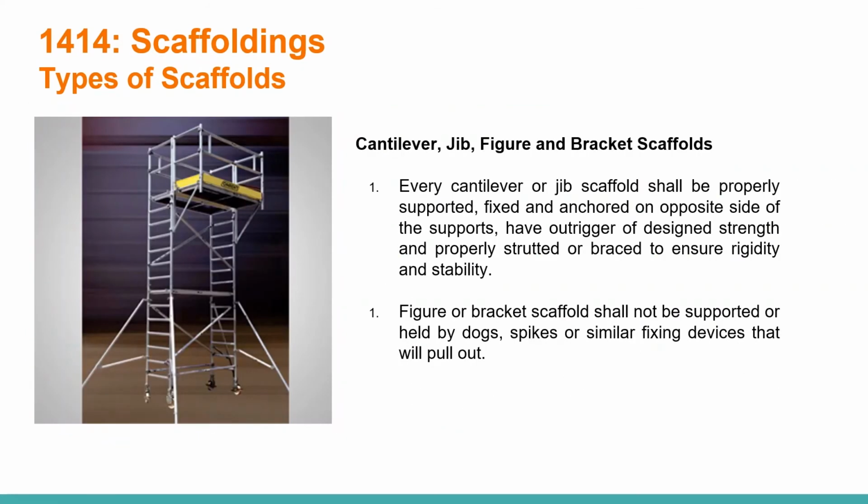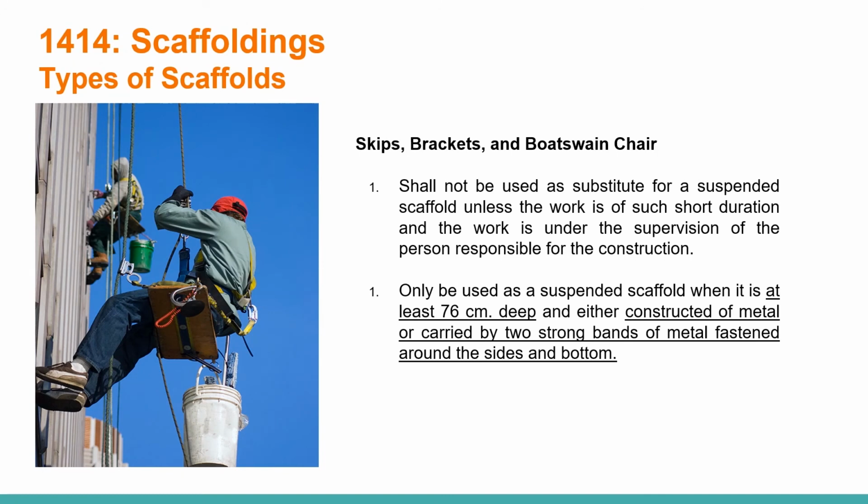The next type is the cantilever scaffold, and every cantilever scaffold shall be properly supported, fixed, and anchored on the opposite side of the support. It shall have outriggers of proper design and strength, and properly strutted or braced to ensure rigidity and stability. Figures or bracket scaffolds shall not be supported or held by dogs, spikes, or similar fixing devices that can be pulled out. Next is the boat swing chair, which is what you can see in the picture.